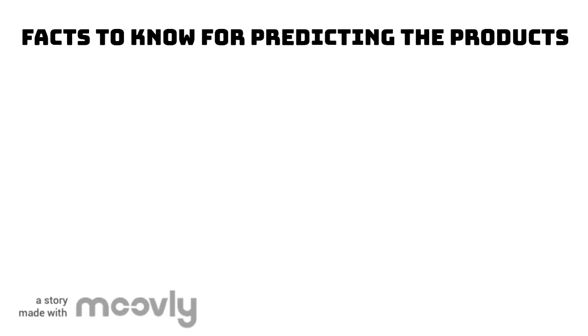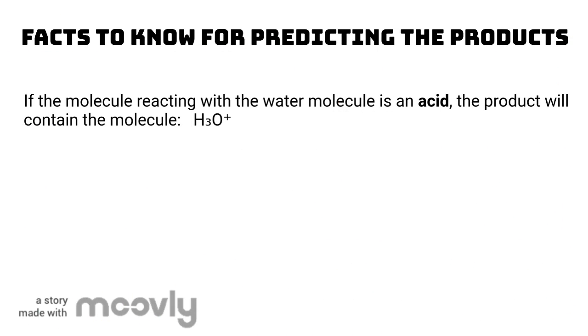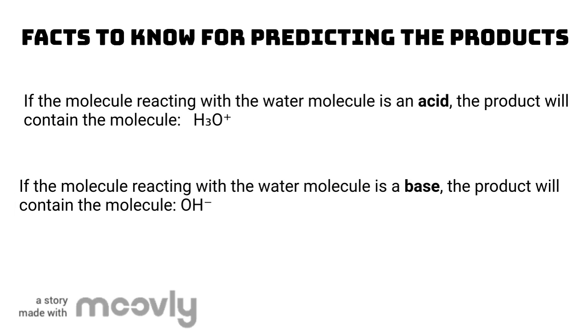Predicting the products. Facts to know for predicting the products. If the molecule reacting with the water molecule is an acid, the products contain the molecule H3O+. If the molecule reacting with the water molecule is a base, the products contain the molecule OH-.